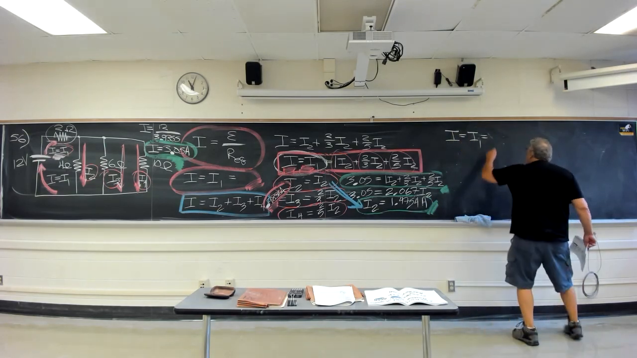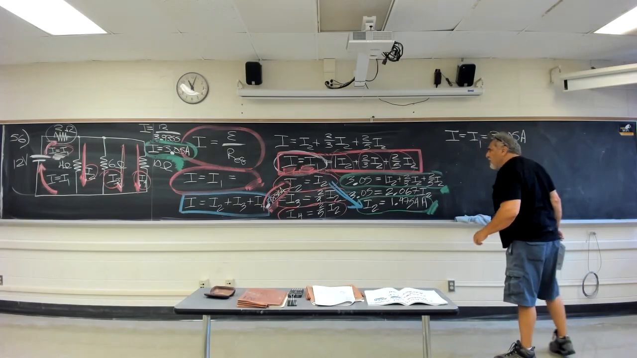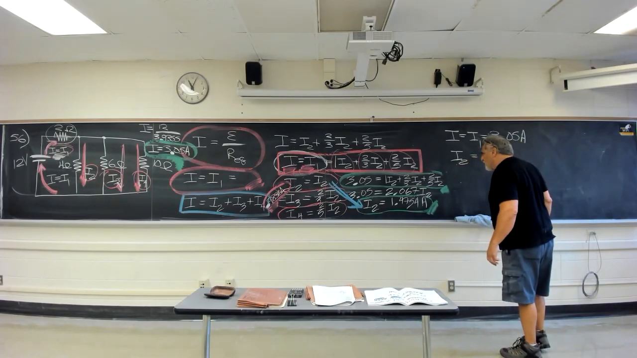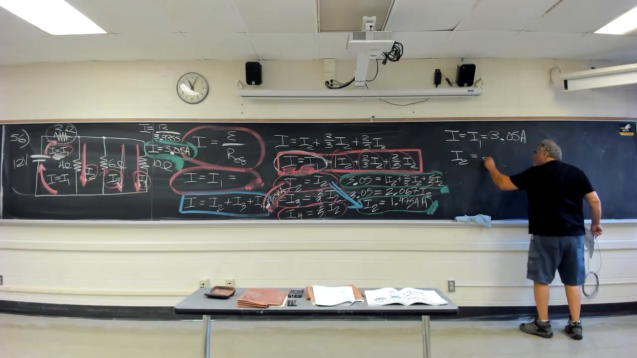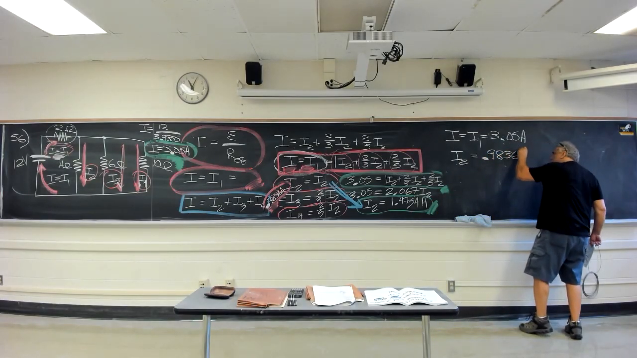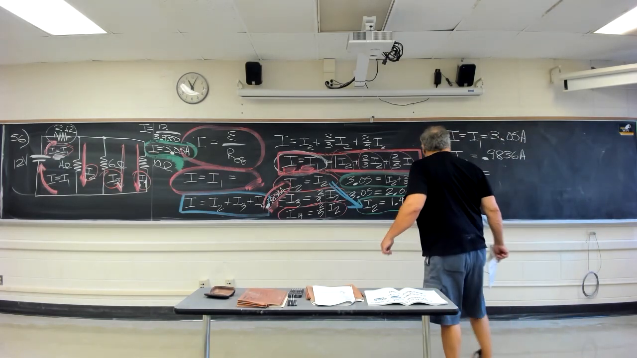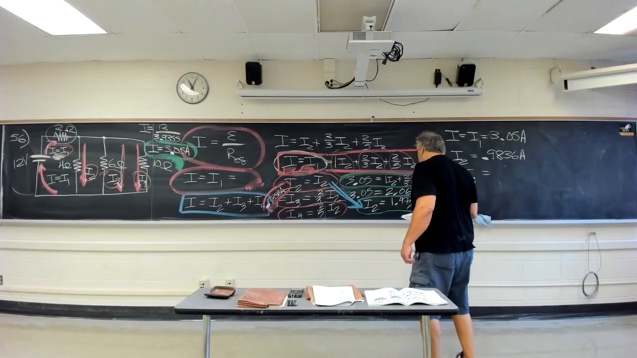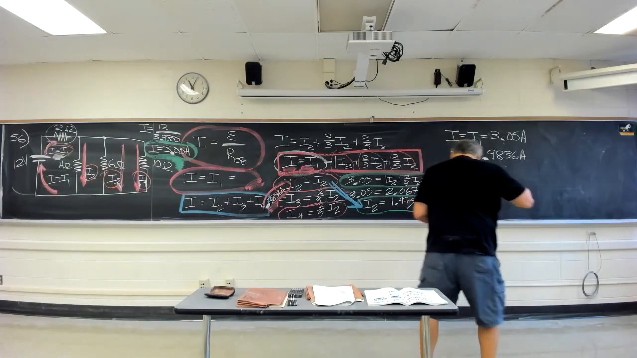This is 3.05 amps. I sub 2, and again, I played it with fractions. I sub 2, we said, was 0.9836 amps. And I sub 3, forgive me, that was I1.